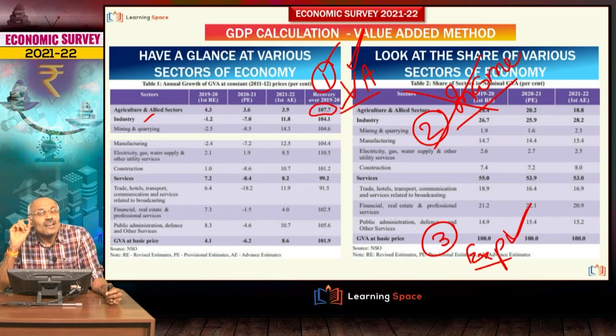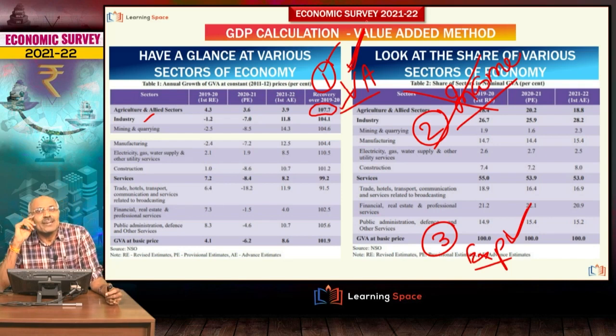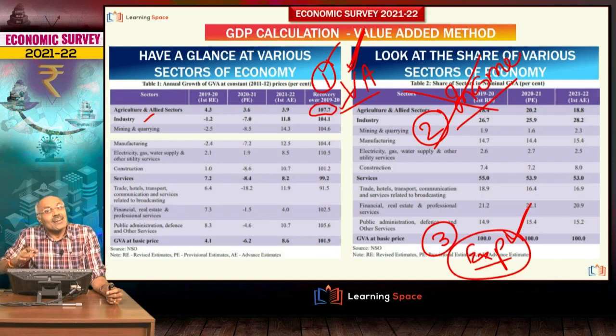So what are the components? This is the methodology, or the bifurcation, when you look at GDP from the perspective of the value added method or product method. When you look at the GDP from expenditure method, the dynamism is entirely different. The paradigm is entirely different. I will come to that a short while from now. So let us concentrate on value added method.